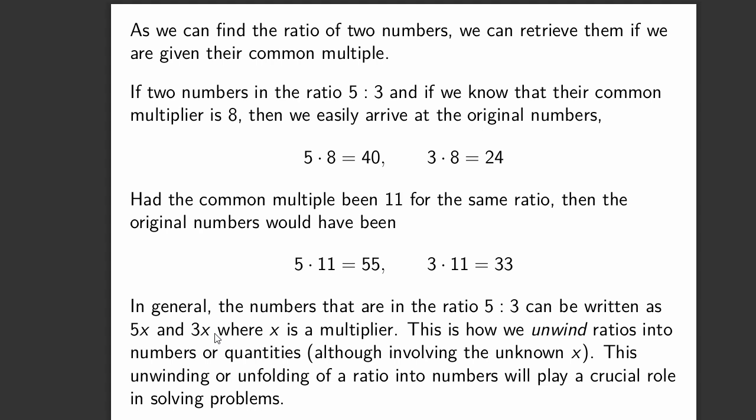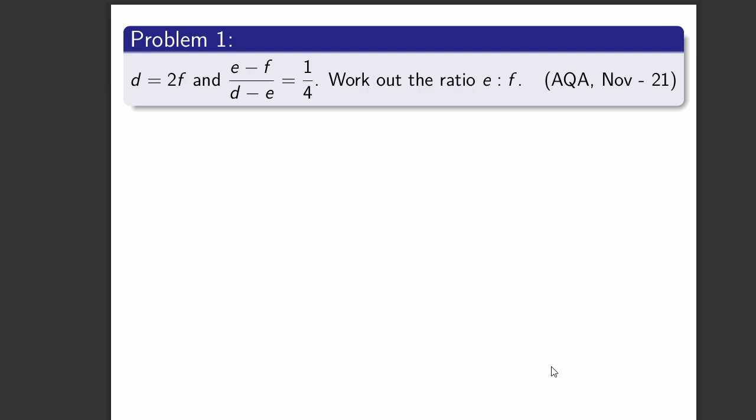So converting this ratio into numbers is something which I would call unwinding the ratio, or unfolding the ratio into numbers or quantities, actual quantities. Although it involves an unknown x, that is not important. We can deal with x eventually. Most often this unknown x gets eliminated, and therefore again we get back to the concrete numbers. All right, so keep it in mind, this is going to play a very important role in solving problems. So now let's take problems, and we shall consider problems in increasing level of difficulty.